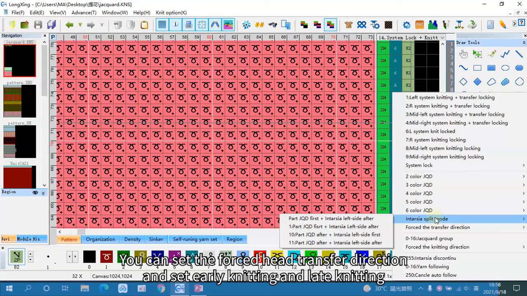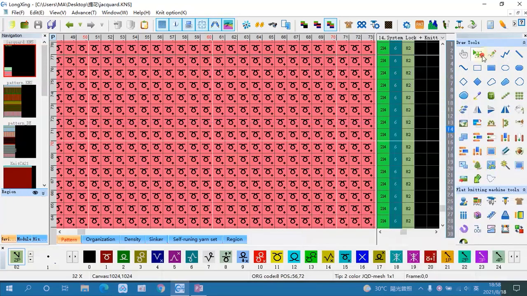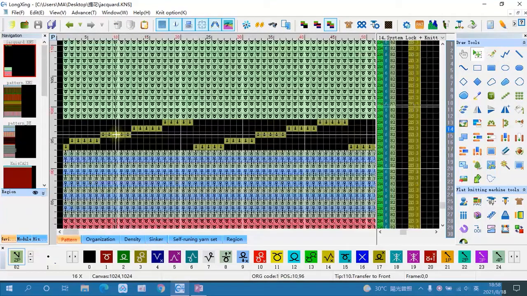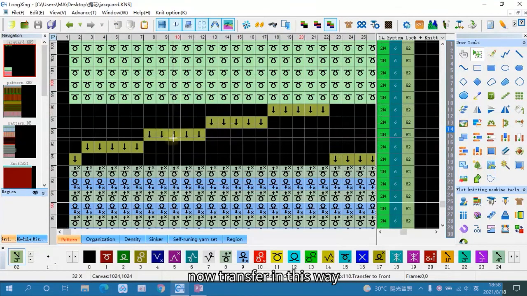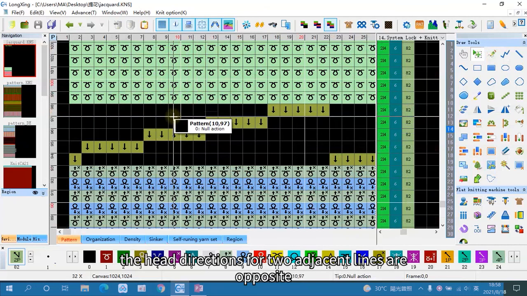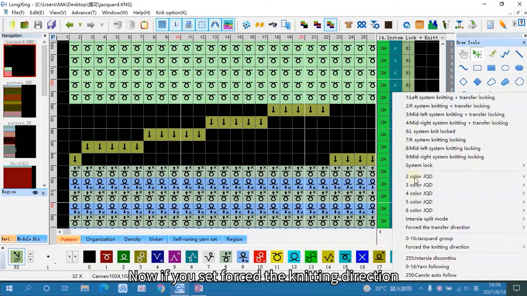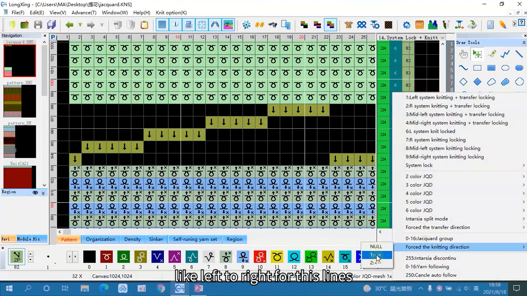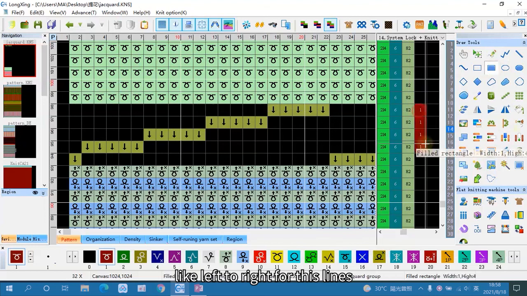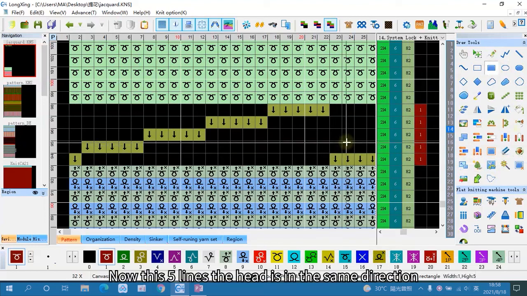For Intasha, you can set the first head transfer direction and set early knitting and later knitting. Now transfer in this way. In general, the head direction for two adjacent lines are opposite. Now if you set first the knitting direction like left to right for these lines, now those 4 lines, the head is in the same direction.